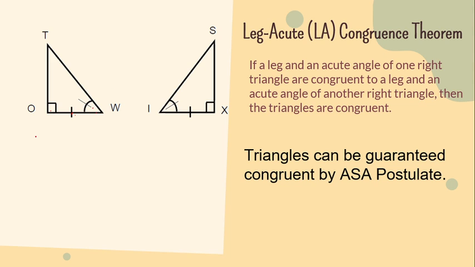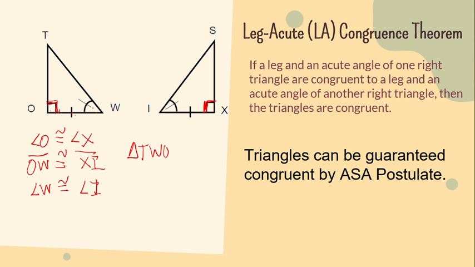So, lista natin yung congruent parts natin. So, angle O is congruent to angle X, kasi ito yung ating right angle. Then, yung side natin, we have side OW is congruent to side XI, kasi doon ka nagsimula sa may right angle, dapat doon ka rin magsisimula ng vertex. And we have angle W is congruent to angle I. So, from that, we can say that triangle TWO is congruent to triangle SIX. And that is the leg acute congruence theorem.